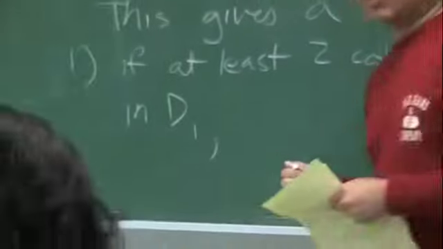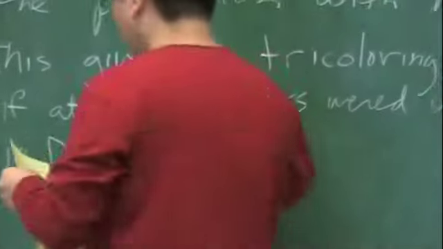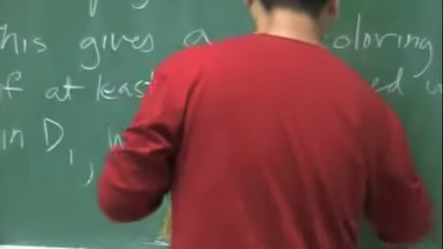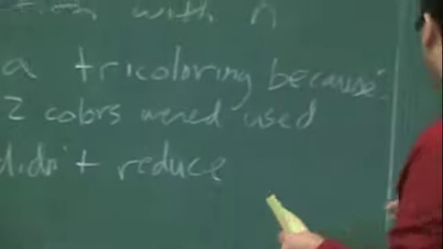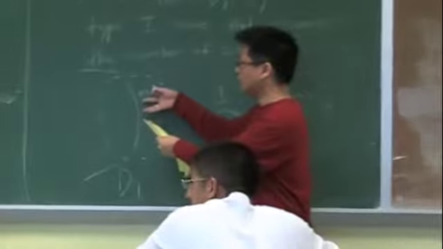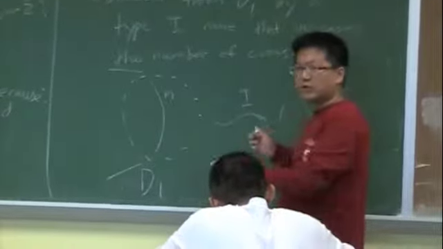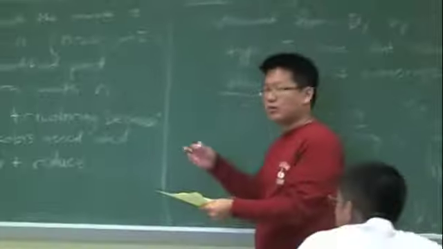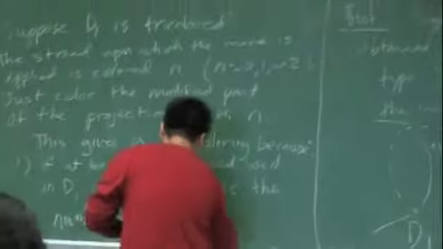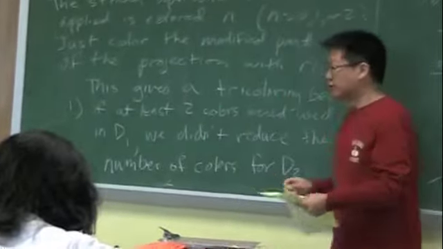we didn't reduce the number of colors for D2. We didn't throw away any colors, right? If there was more than one color here, say we saw 3 colors in this region and then we colored it somehow differently so there weren't 3, then we might worry we had messed up the tricoloring. But we didn't reduce the number of colors for D2. So the first condition should still hold. We didn't use fewer colors.